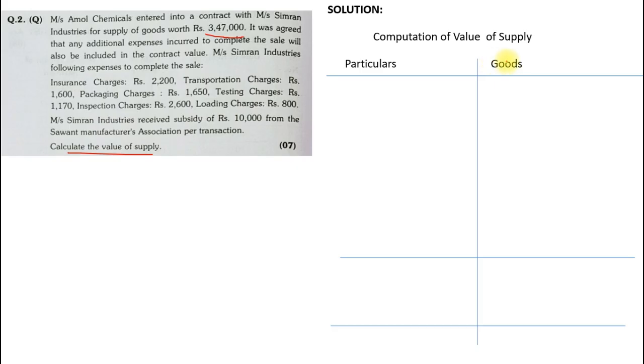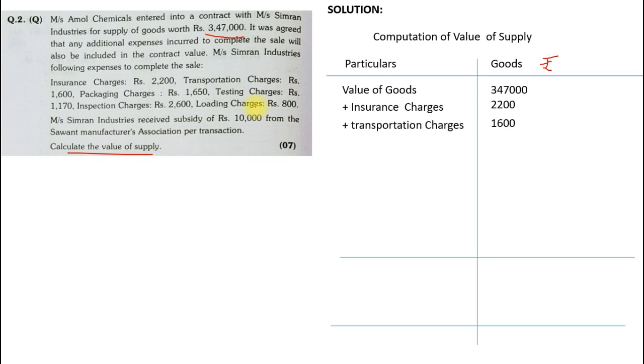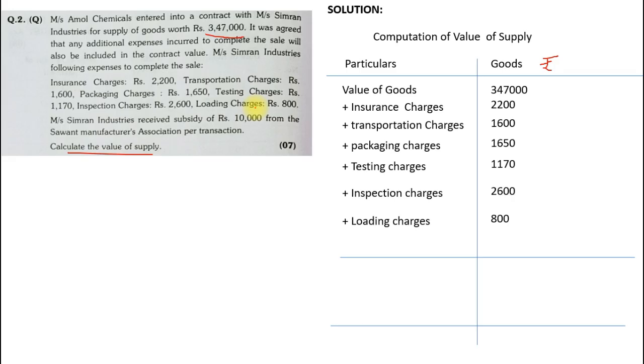We have particulars and goods. You can write amount also in this case, it's a contract of goods basically. Okay, we can write this or we can write just an amount column also here. Chalo. Now first thing, value of goods. What was the value of goods which was supplied? 3,47,000. So I'm writing here value of goods is 3,47,000. Now we will start adding all those expenses which were incurred. Insurance 2,200, so we added. Transportation charges 1,600, packing charges 1,650, testing charges 1,170, inspection charges 2,600, loading charges 800.